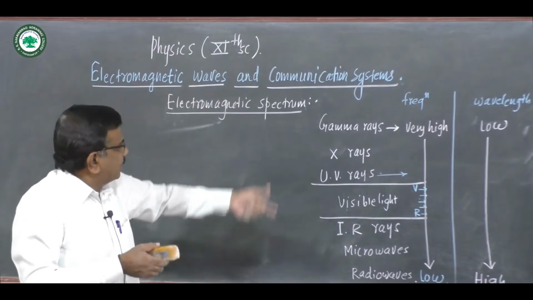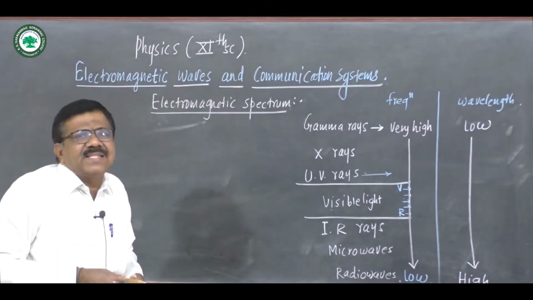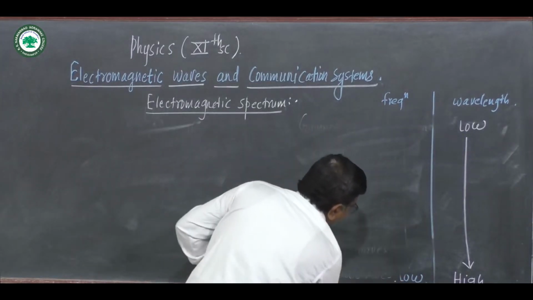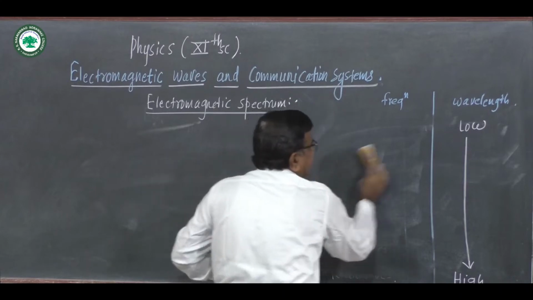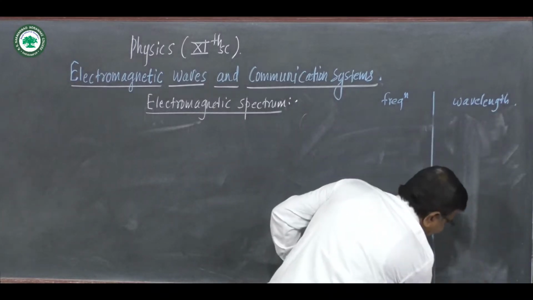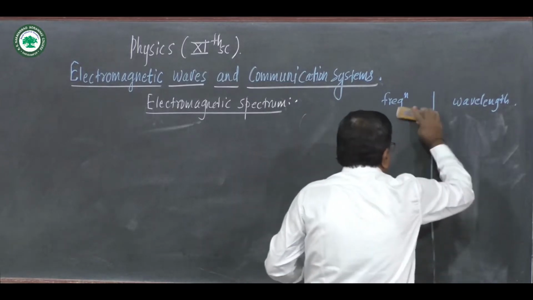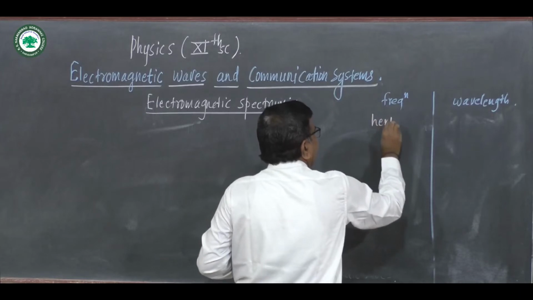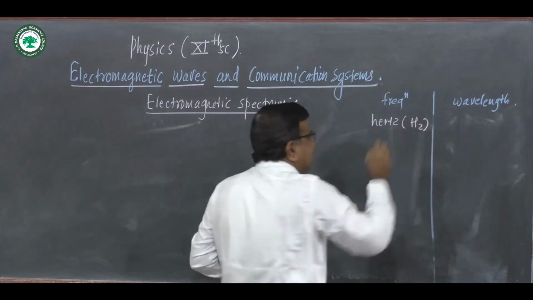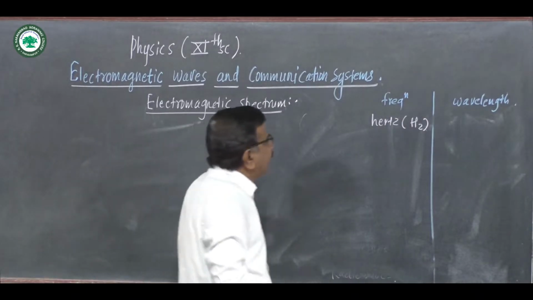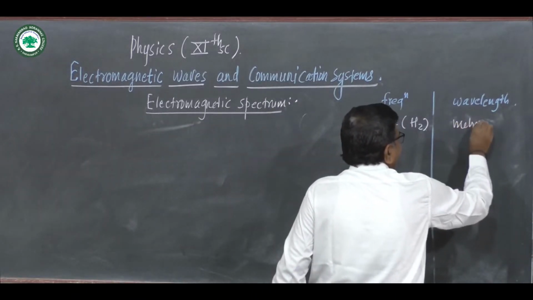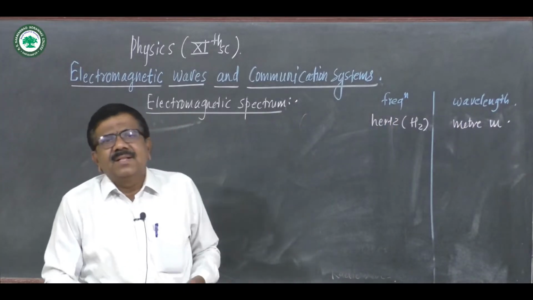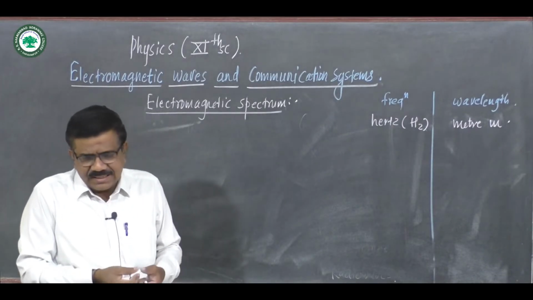So this is the electromagnetic spectrum. They are arranged according to their frequencies or their wavelengths. Now the frequency of the wave: the SI unit of frequency is hertz, whereas the unit of wavelength is meter. Some larger units are also used: kilohertz, megahertz, gigahertz.